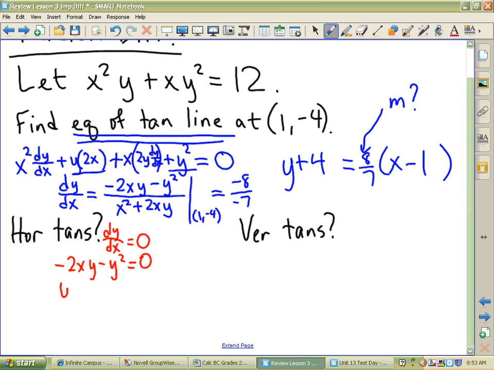So I'm a big fan of factoring. Careful if you've got gum in your mouth. You don't want to do that if you've got gum in your mouth.